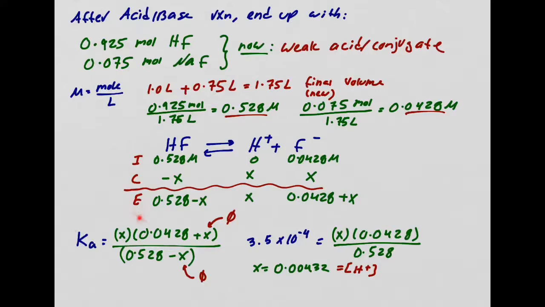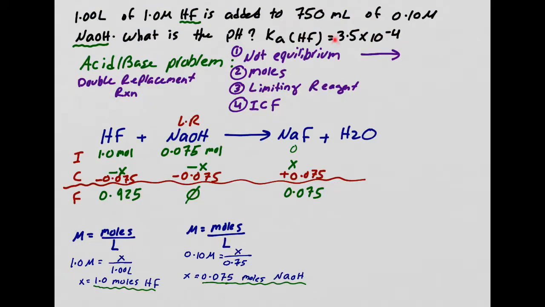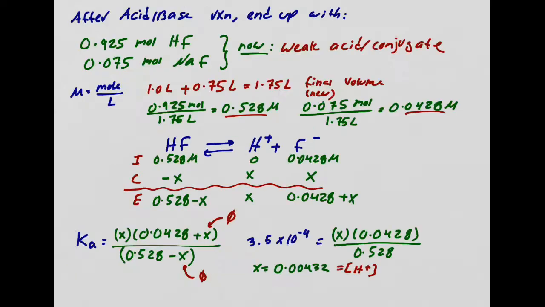So here's my ICE table: initial, change, and then equilibrium. I have an equilibrium constant for HF. This was given to you. So this should have been the hint for how to do this problem, because I gave you a Ka for HF. So always look for hints in the problem. I have the Ka, product over reactant. I can assume these are 0 because Ka is a small number, and when I do that, the math is easier.